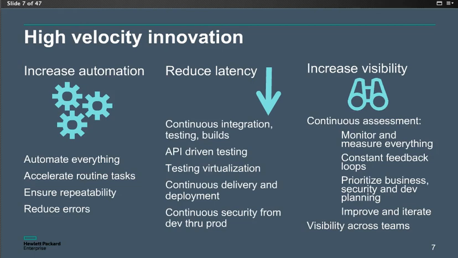Therefore, I'm not sure whether we stopped somewhere in the slide on high velocity innovation, where I try to leverage increase automation, reduce latency, and increase visibility as key factors for DevOps adoption. And typical for these tools is to utilize continuous integration tools like Jenkins in your working environment. And among these tools belongs also continuous assessment, like to automate the measurement and monitoring of key parameters of your processes, of your software delivery.